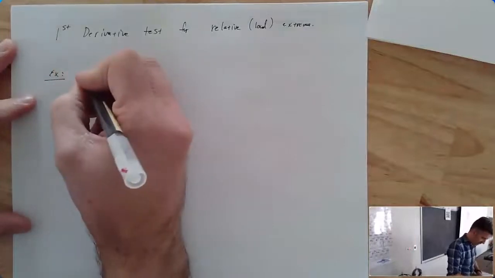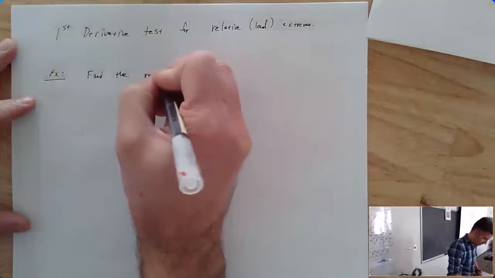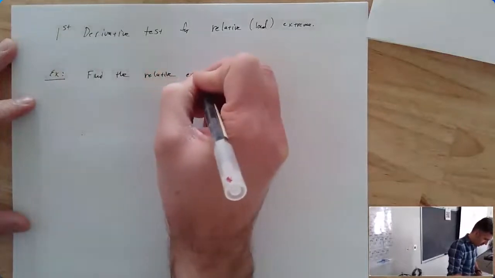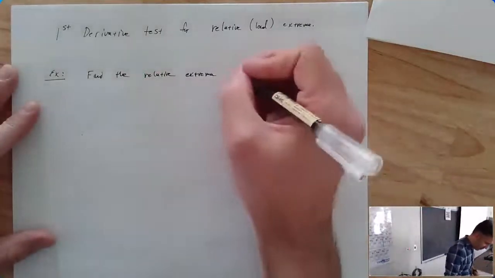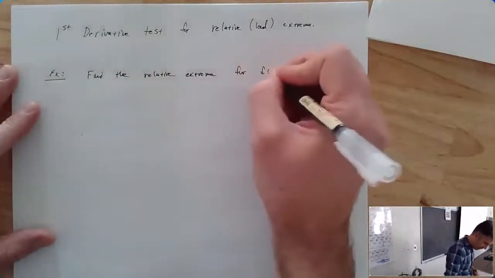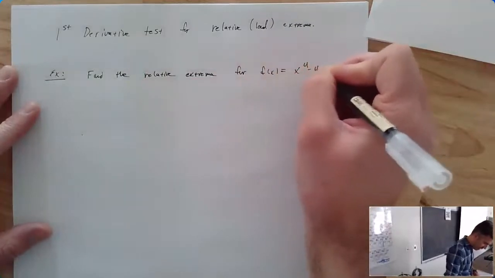So, for example, if I want to find the relative extrema, meaning maxes or mins. We usually use the word extrema to say maxes or mins because we want to find the relative maxes and the relative mins. Find the relative extrema for f of x equal to x to the 4th minus 4x cubed.